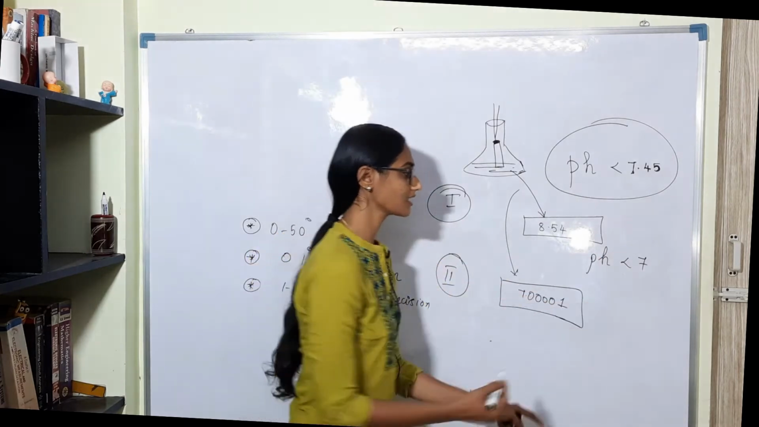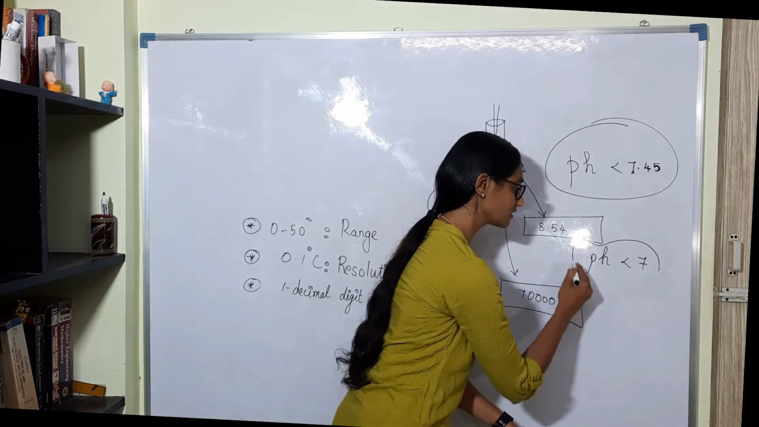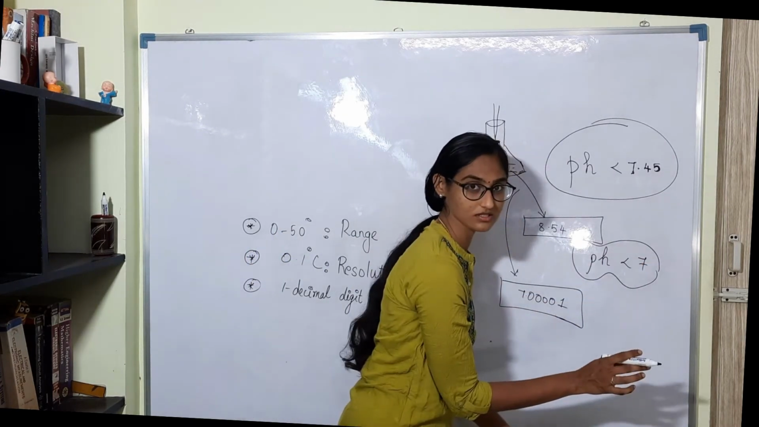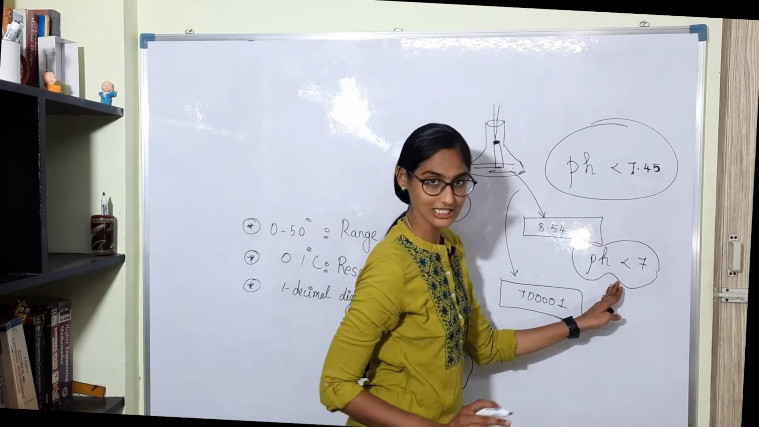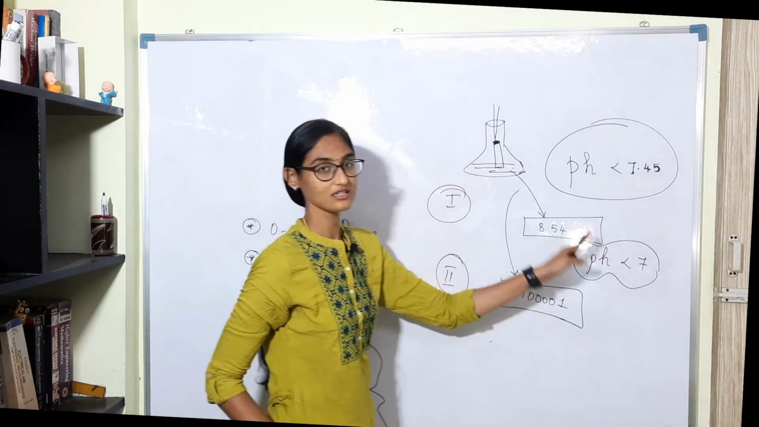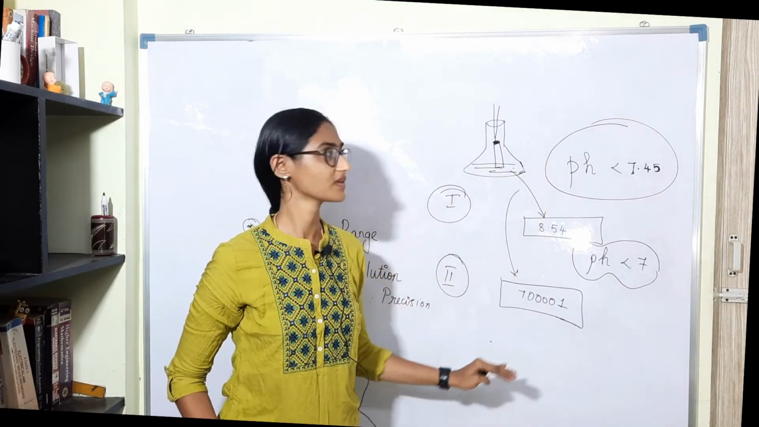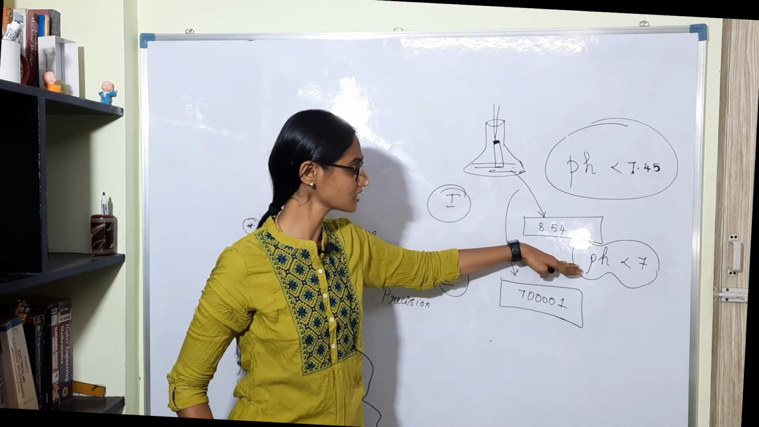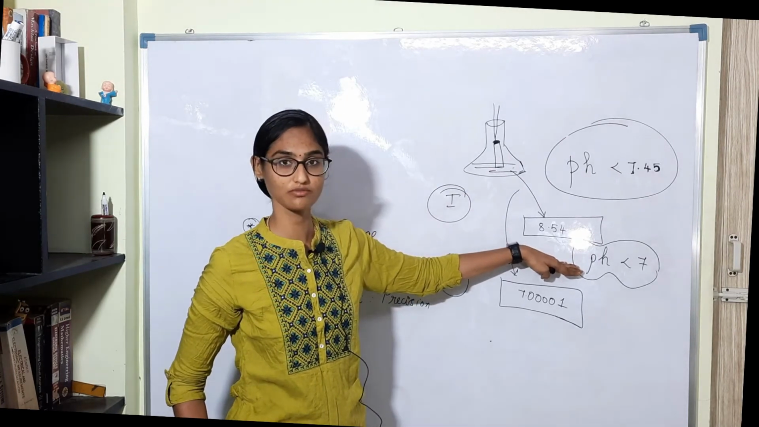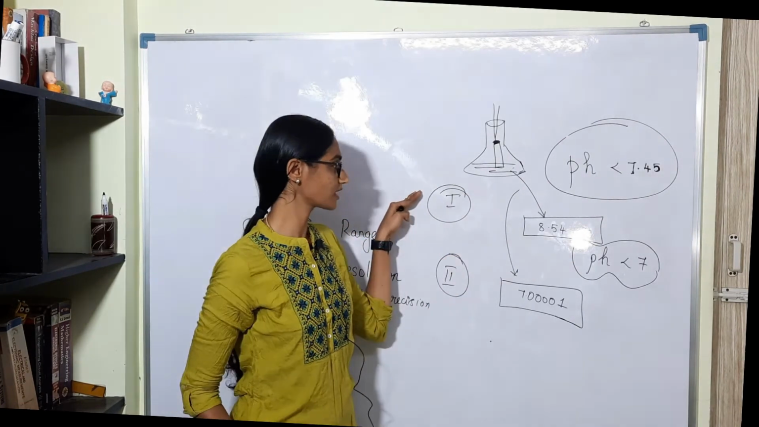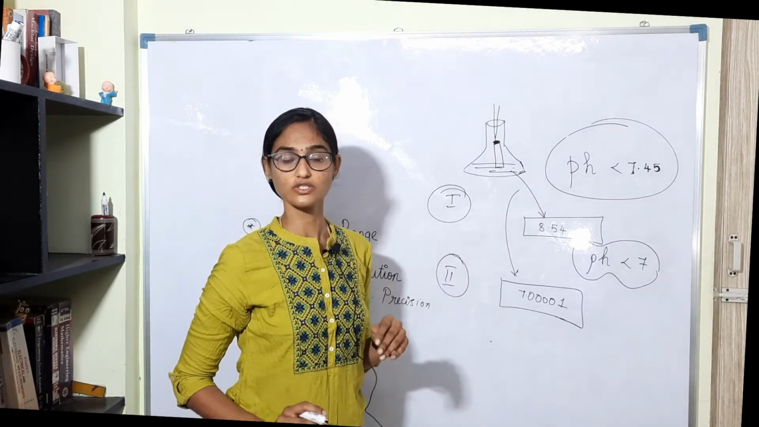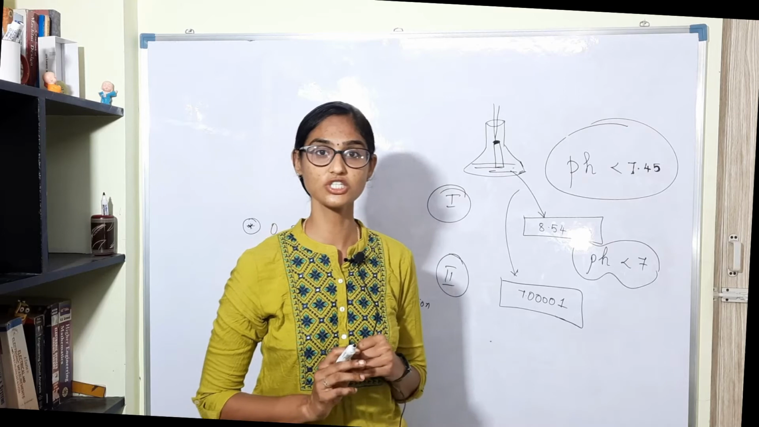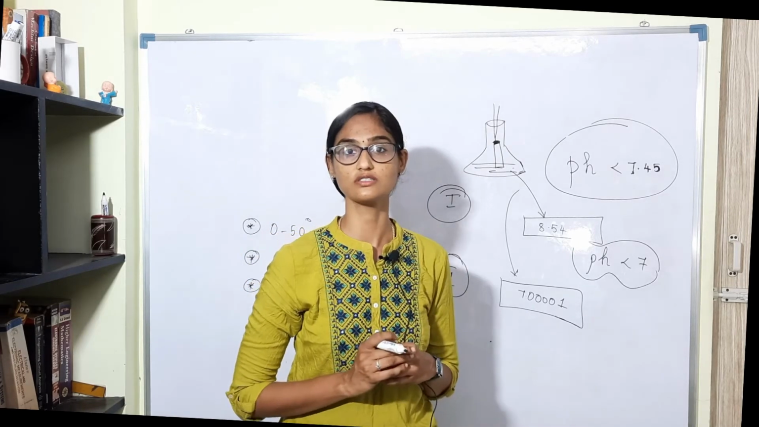But here it has a sensitivity. I am going to tell you what a sensitivity is. Here, only when the pH level is less than 7 will this litmus paper turn blue. So, there is a difference in sensitivity between these two litmus papers. In the first brand, it will turn blue when it is just less than 7.45. So, you need to pay attention to how sensitive a device is.